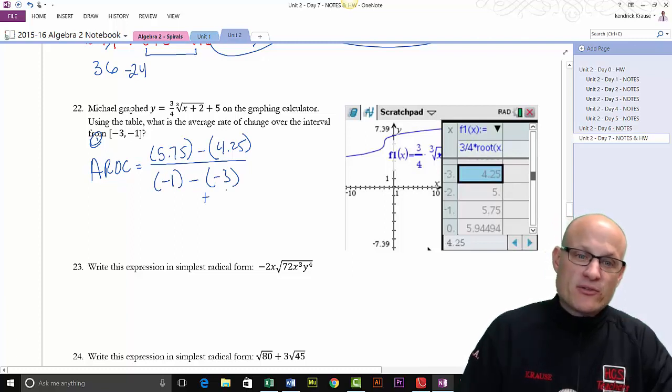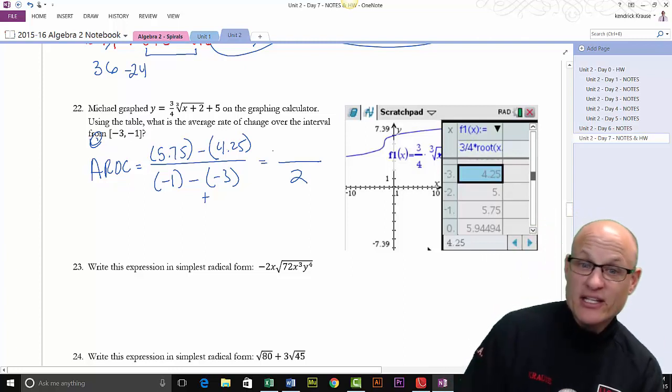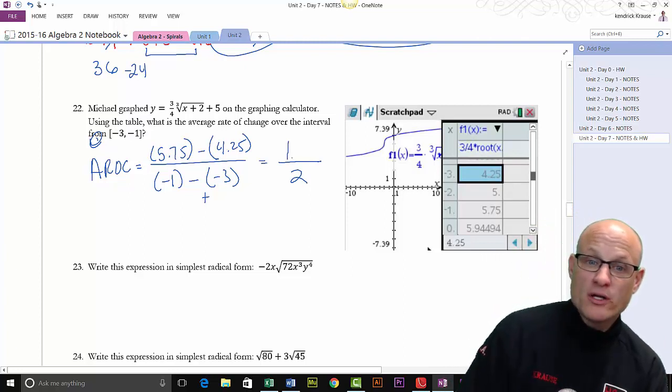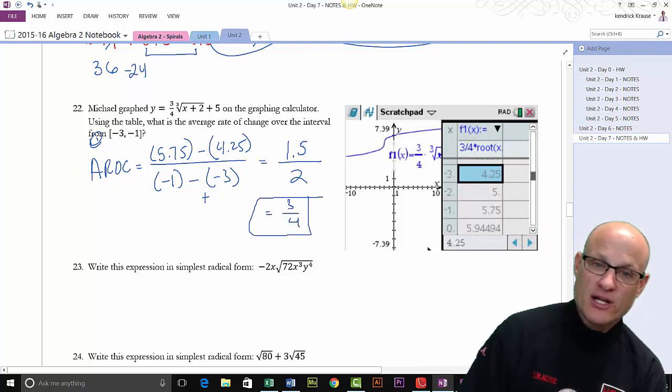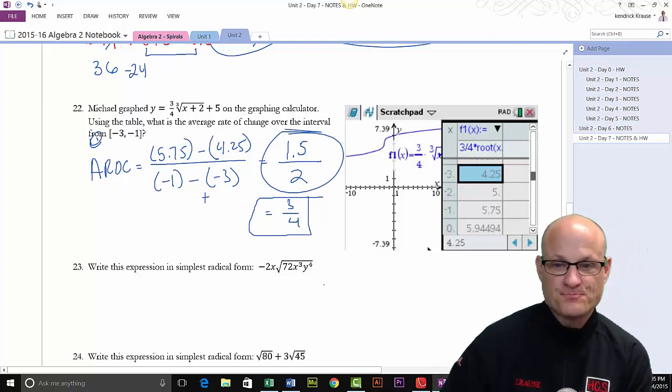Well, these make a plus, so it's really -1 plus 3, which is 2, and 5.75 minus 0.25 is 1.5. All right, so this really becomes 3/4. Put in your calculator, probably be 3/4. I guess I could live with this. I don't like decimals and fractions at the same time.